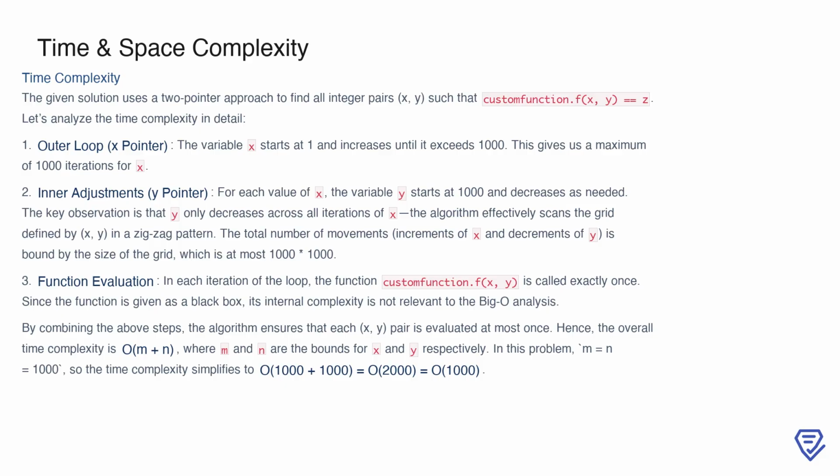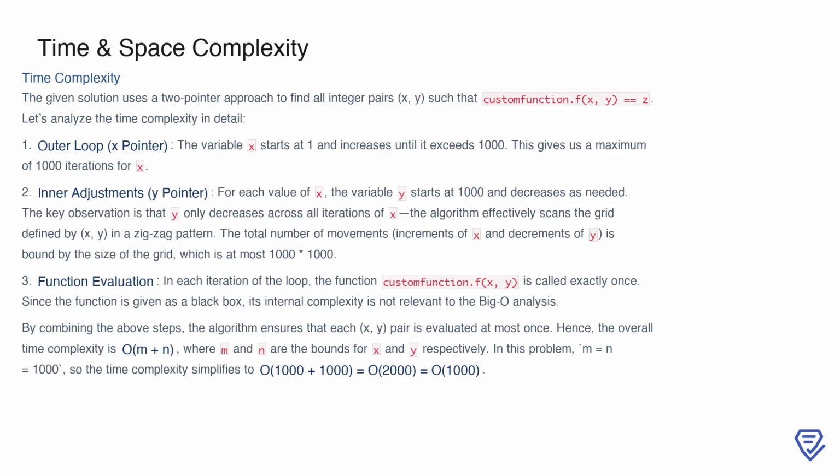Here, we analyze the time complexity of our two-pointer approach. First, the outer loop uses a pointer x, which starts at 1 and increases to a maximum of 1000. This gives us up to 1000 iterations for the x pointer. Inside this loop, the y pointer starts at 1000 and decreases as needed. The key observation here is that y only moves in one direction, downward, throughout the process.